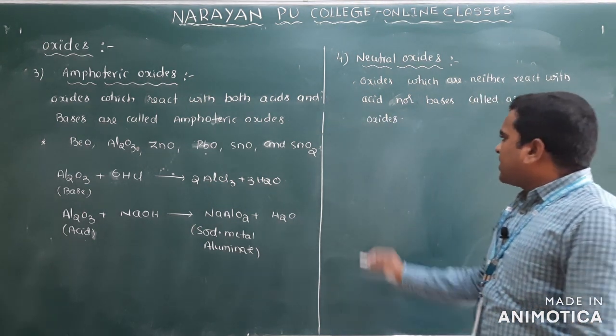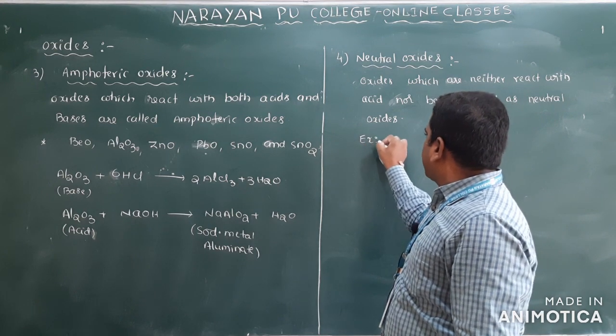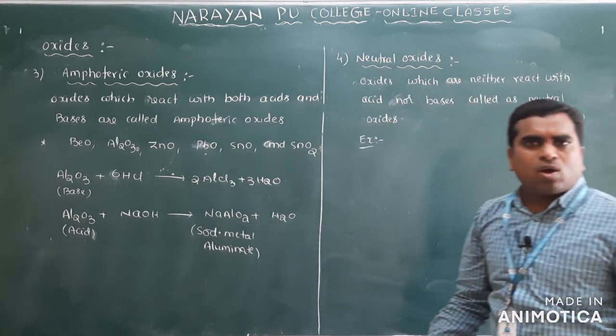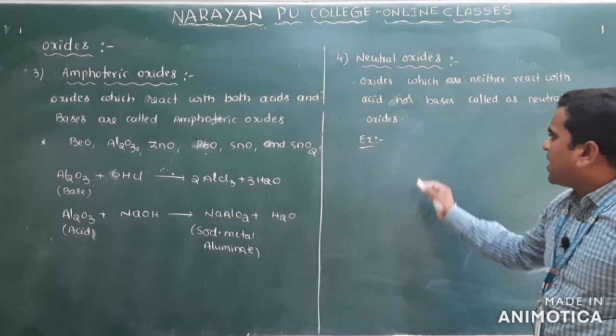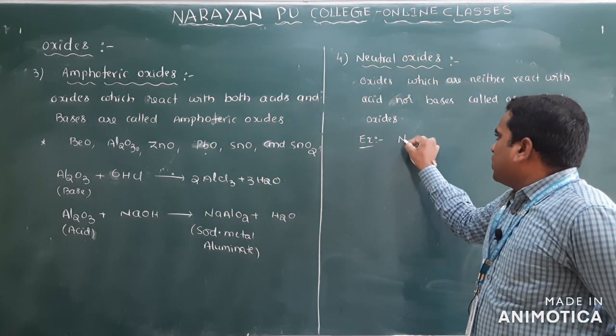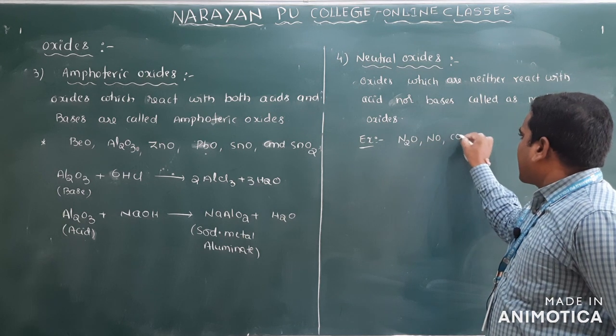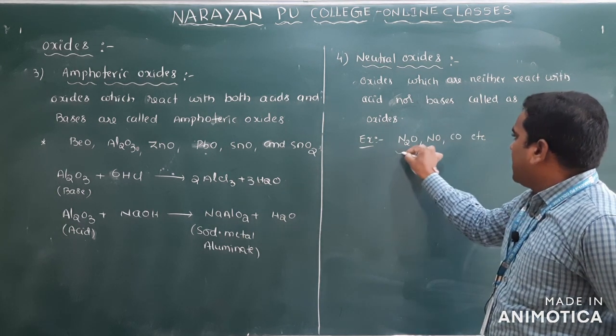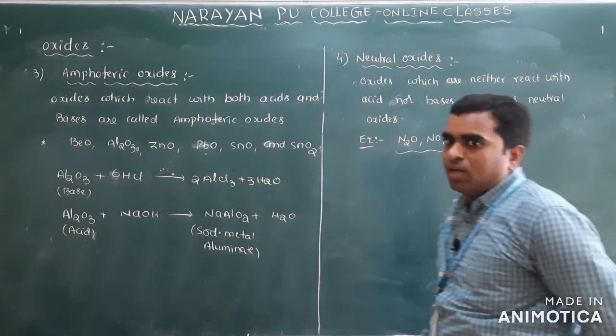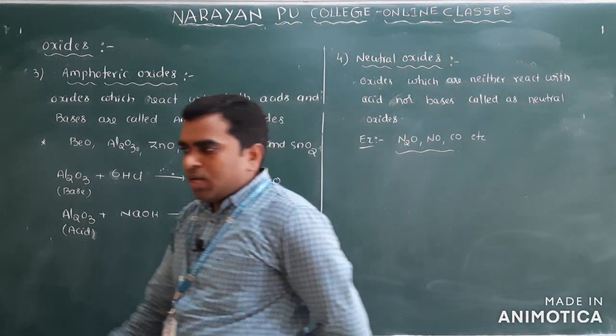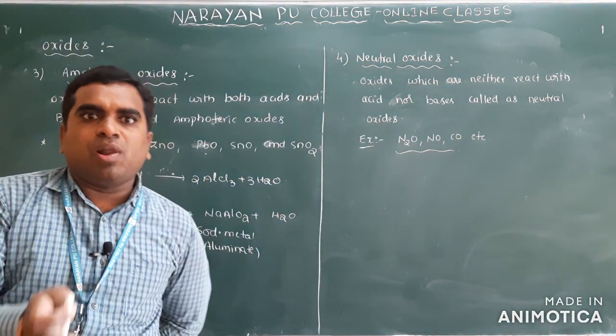Clear? So what are the examples? Neutral oxides means they will not react with the acid and also bases. What are the main examples? Have you remembered that we have discussed N2O, NO and carbon monoxide? These are the main 3 examples for the neutral oxides. Clear? So this is about simple oxides.